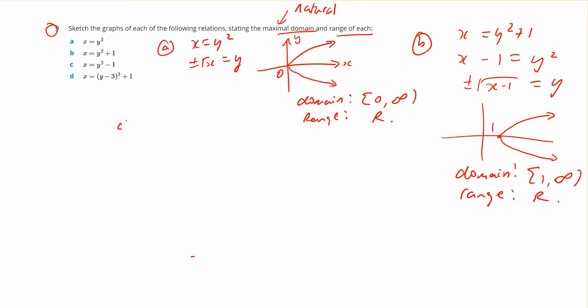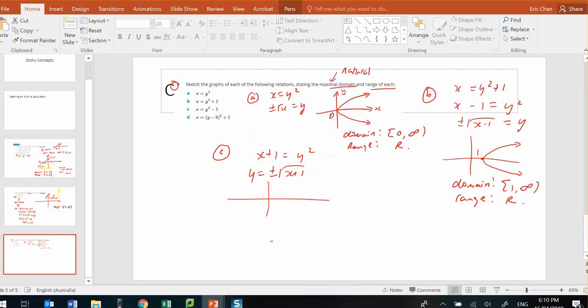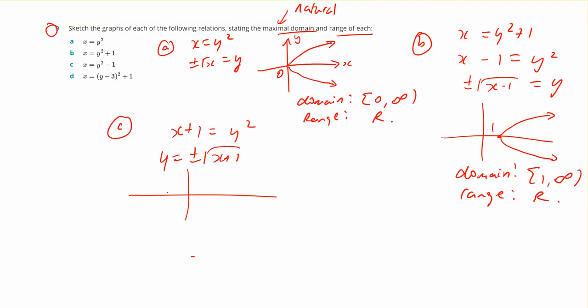Okay. C, got something similar. So if I move the 1 to the other side, I get x plus 1 equals y squared. y equals plus or minus root x plus 1. Okay, so the graph has been shifted 1 to the left. I'm just drawing this really roughly. So it's a side-on parabola again, except your turning point is at negative 1, 0. So my domain would be negative 1 to infinity. My range would be all reals.